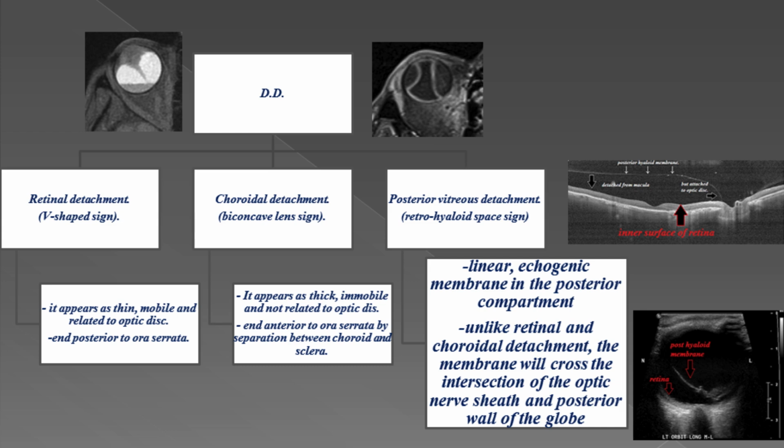Finally, in case of posterior vitreous detachment, it gives a retrohyaloid space sign, which is a linear echogenic membrane in the posterior compartment. Unlike retinal and choroidal detachment, the membrane will cross the intersection of the optic nerve sheath and posterior wall of the globe.